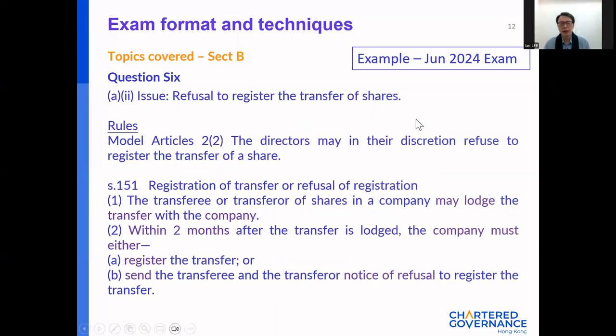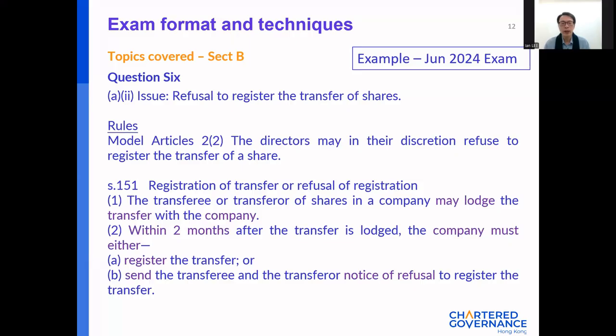Okay, so we're finished talking about the first sub-issue of Part A. We can now move on to the second sub-issue, refusal to register the transfer of shares. So there are a number of sources we can refer to. First of all, model articles. This is the one adopted by the company. In particular, Article 2, subsection 2: the directors may, in their discretion, refuse to register the transfer of a share. So you can see it is within the powers of the directors to refuse to register a transfer. That will be a starting point.